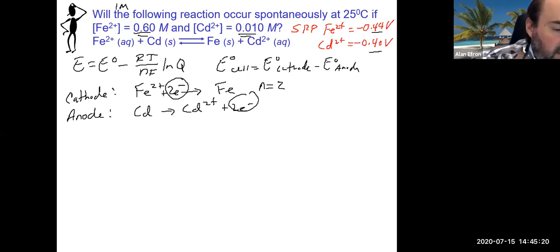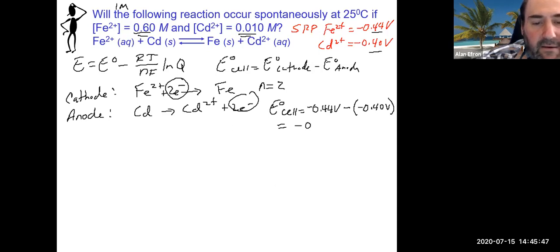As 2 is the number of electrons being transferred. And now that we got our cathode and our anode, our E of our cell should be our cathode, which was the iron. So that's going to be minus 0.44 volts. Again, I'm going to subtract, so I'm not going to change any signs. And that means that my cadmium would be minus 0.4 volts. And that's going to give me E of the cell of negative 0.04 volts.